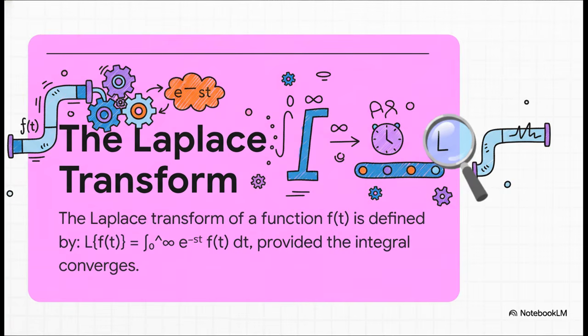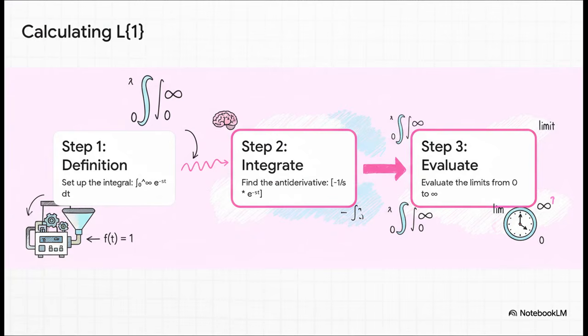And here it is. We've assembled all the parts. This right here is the Laplace transform. We take our input function f of t, multiply it by our kernel, e to the negative st, and integrate from 0 to infinity. Our machine is built. It is now ready for its very first test run. So let's take this machine for a spin with the simplest function I can think of, the constant value 1. First, we just plug it into our definition. Then we do the integration. It's just a standard step you'd see in calculus. And finally, we evaluate the limits to see what we get.